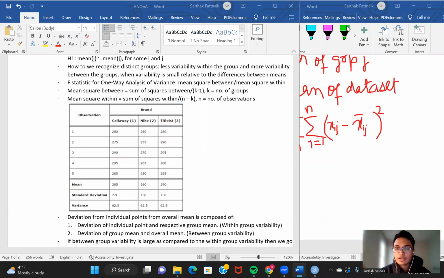In this session, we'll be looking at an example to understand the basic concepts of one-way analysis of variance that we discussed in our previous session. So, just a quick 30-second recap.